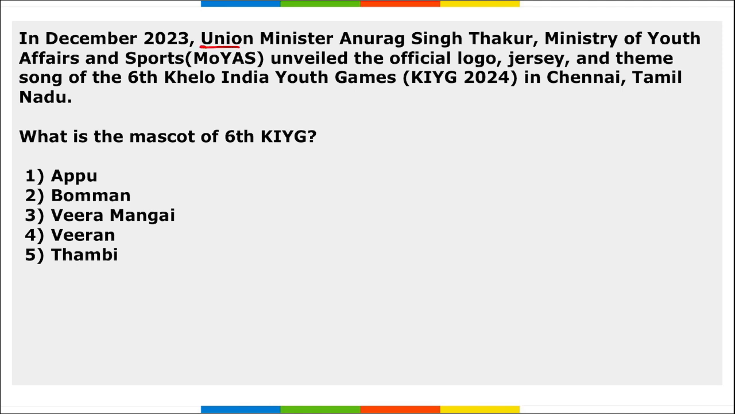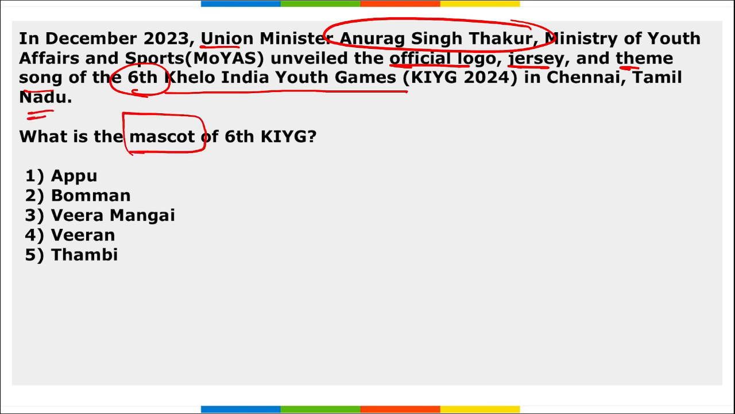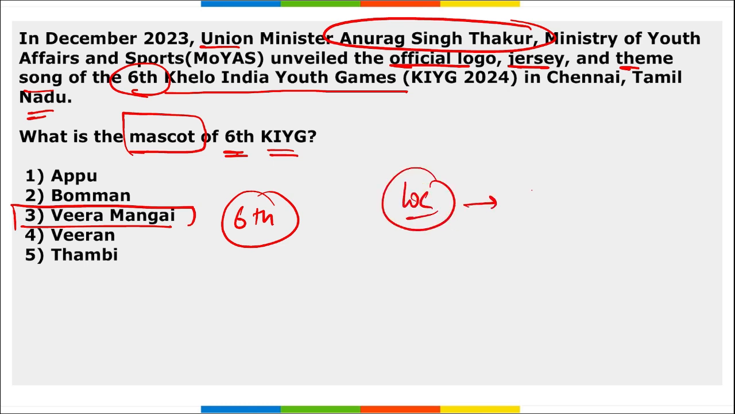Next, Union Minister Anurag Singh Thakur has unveiled the official logo, jersey and theme song of the 6th edition of Khelo India Youth Games in Chennai, Tamil Nadu. What is the mascot of the 6th Khelo India Youth Games? So name of the mascot is being asked here. It is Veera Mangai. Right? This is the name of the mascot of the 6th Khelo India Youth Games, and location where this Khelo India Youth Games will be held is Chennai, Tamil Nadu.